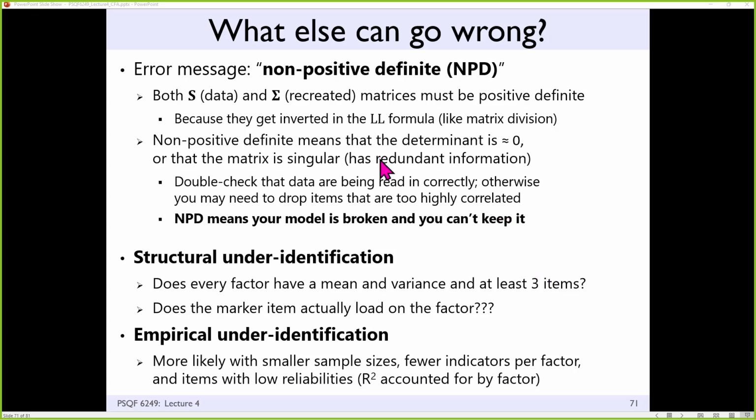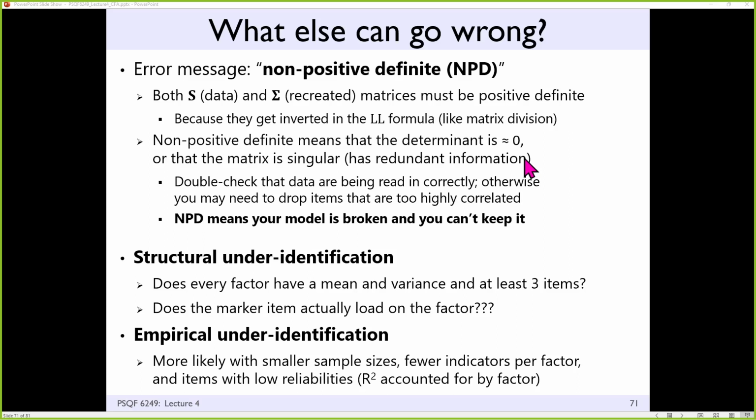What to do? Let's see here. You may see this error message, non-positive definite. Have you heard these words before? It means that something went wrong, that the determinant is too close to zero in matrix terms. In real life terms, it means model is broken, can't keep it. It means something went out of bounds.